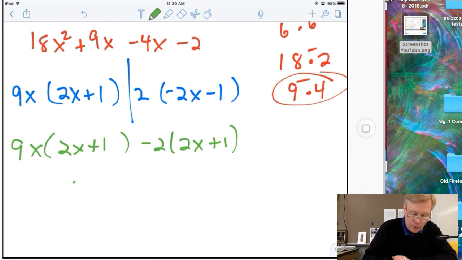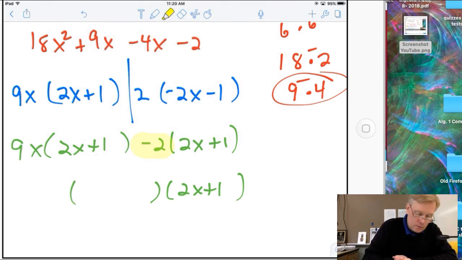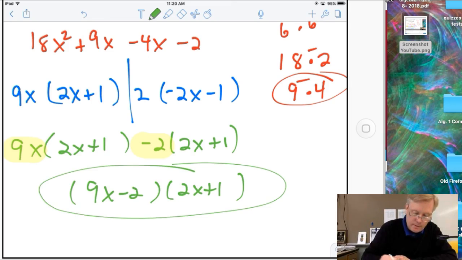Now, believe it or not, I'm at the point where I can write down my answer. The easy one is the 2x plus 1. The harder one is what's outside the parentheses, which would be the 9x minus 2. And that's that answer.